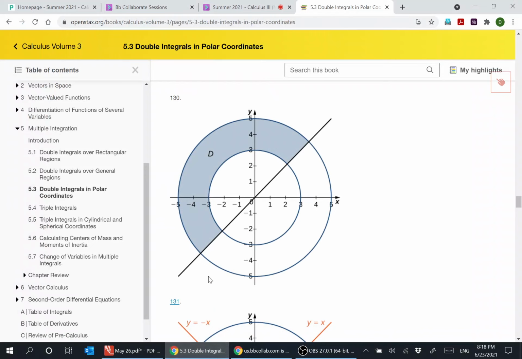So that's 131. Where are we? I'm looking at the wrong chapter. 134.